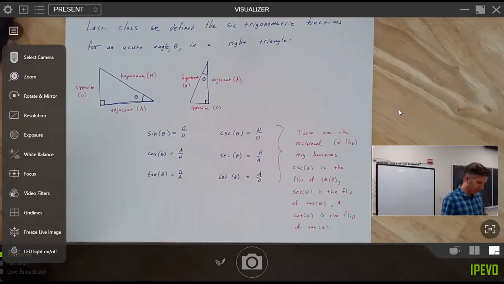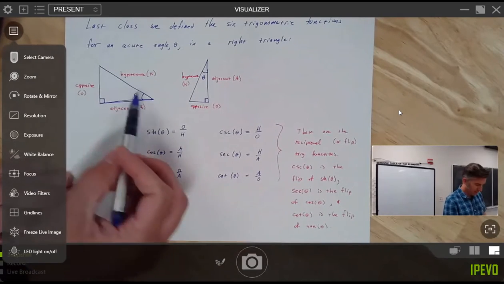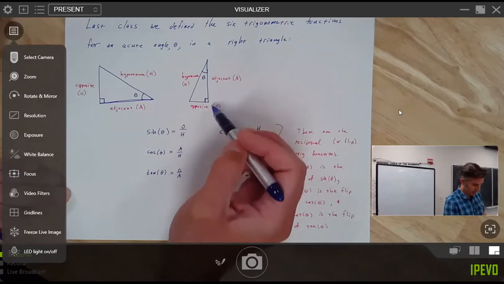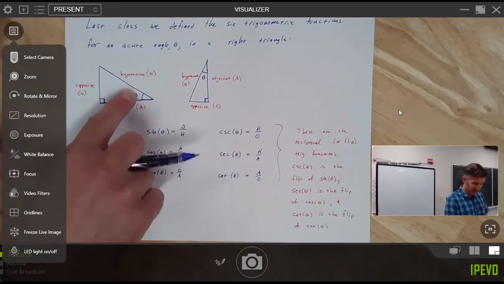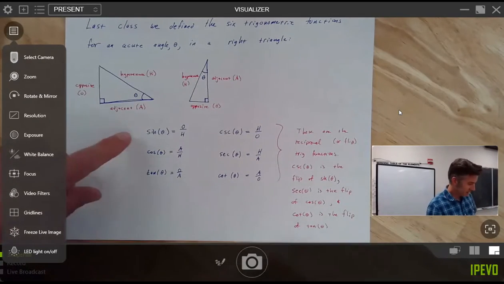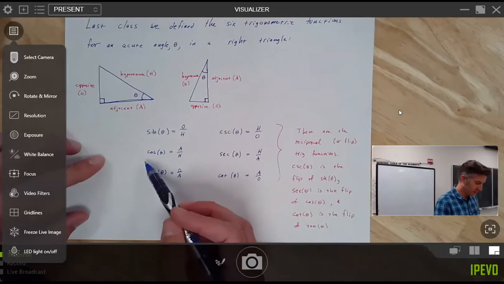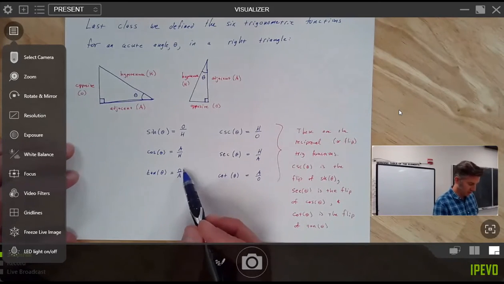Last class, we defined the 6 trig functions for a right triangle. If you're looking at an angle theta or whatever you want to call it, this longest side is always the hypotenuse. The other side next to it is the adjacent side. And then the third side, the side the angle doesn't touch at all, this side, that's the opposite side. And then we defined sine of theta to be the opposite divided by the hypotenuse, cosine of theta to be the adjacent divided by the hypotenuse, and tangent of theta to be the opposite over the adjacent.